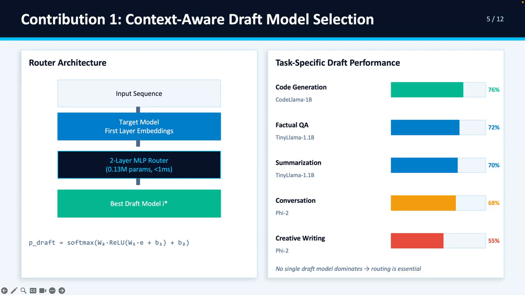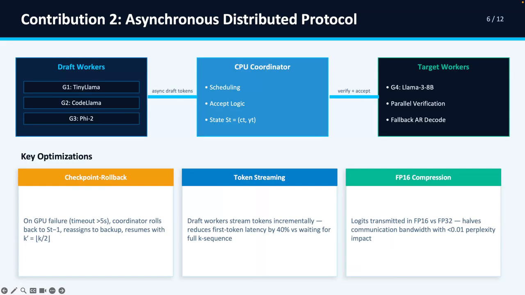The distributed protocol is the engineering heart of DSD. We partition the GPU cluster into three functional roles: draft workers, CPU coordinators, and target workers. And at the end, we see the three key optimizations. The first is checkpoint rollback. On a GPU failure, the coordinator rolls back to step t-1 and we assign a backup worker that resumes. The second is token streaming: the draft worker streams tokens incrementally and reduces first-token latency by 40%, rather than waiting for the full K-token sequence.